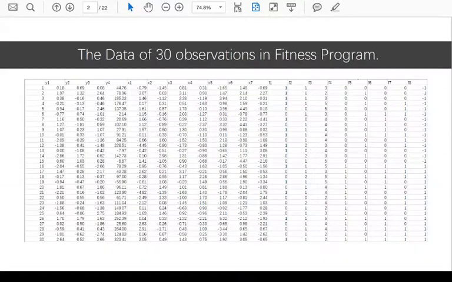So let's start with our data. This is data from a fitness program with about 30 participants, covering their body features. I will do some analysis with them, and I will use GLM.